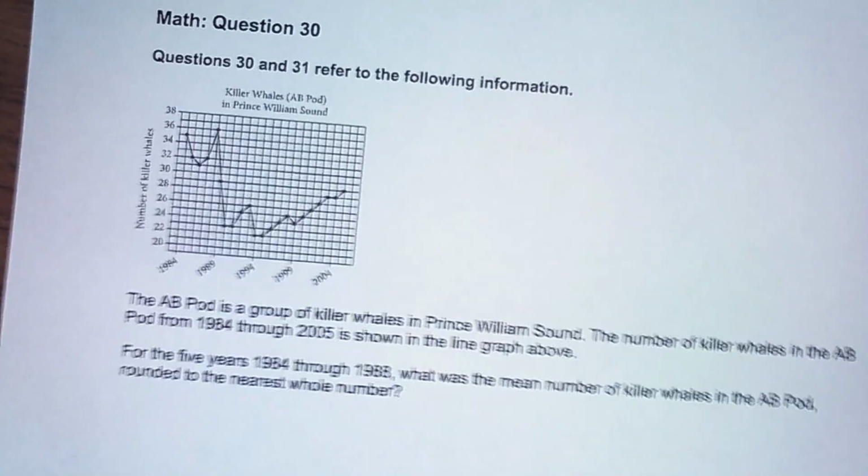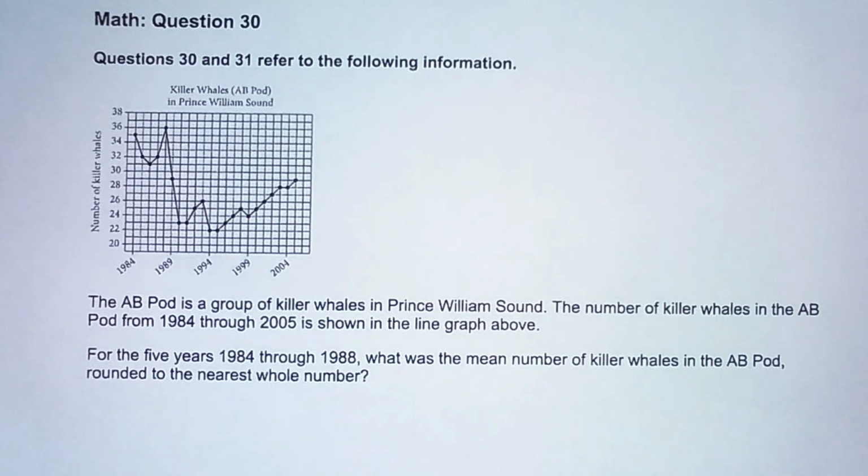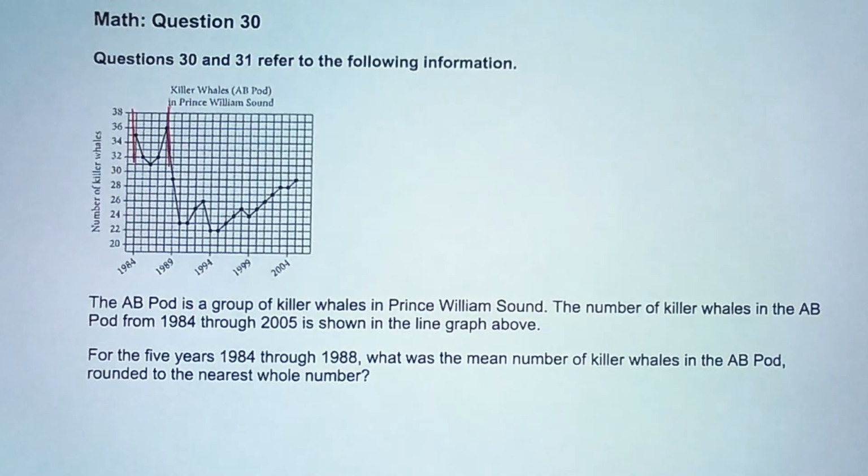For our last two questions, we're going to use this same data about killer whales. The AB pod is a group of killer whales in Prince William Sound. The number of killer whales in the AB pod from 1984 through 2005 is shown in the line graph above. For the 5 years, 1984 through 1988, so 84 is right here, 88 right here, over those 5 years, what was the mean number of killer whales in the AB pod rounded to the nearest whole number? Okay, so a mean, that's an average.